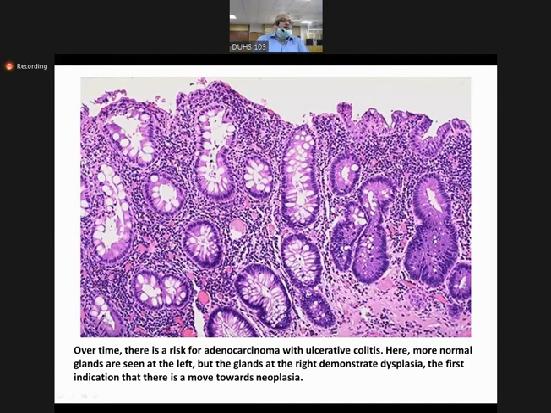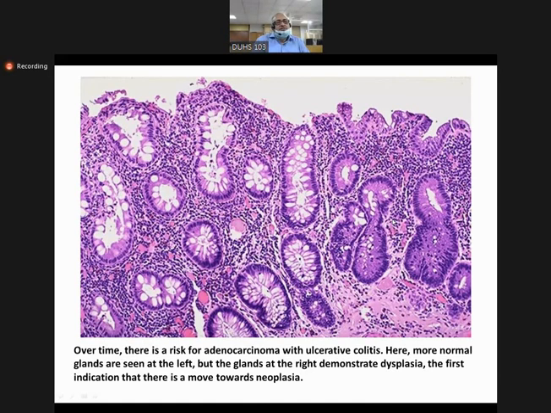Here you can see these are the inflamed mucosa. These are the inflammatory cells. These are the crypts. Okay. And this is a case of ulcerative colitis. But here you can see these crypts are lined by dysplastic cells. And these dysplastic cells, you know, they are the forerunner of neoplastic cells, adenocarcinomas. So in ulcerative colitis, there is a real danger of development of dysplasia followed by carcinoma.